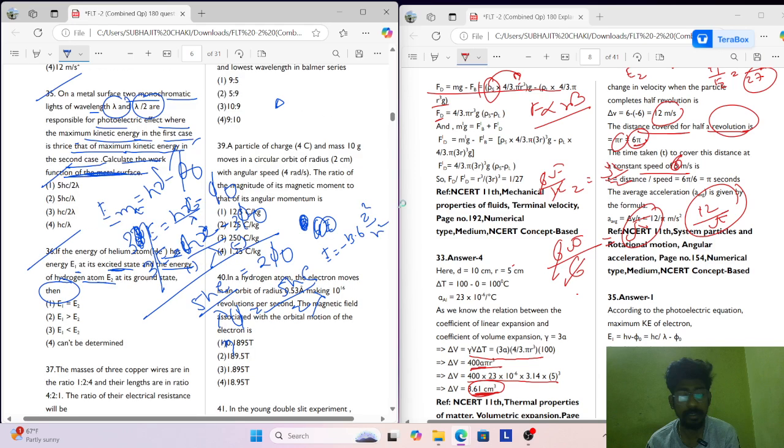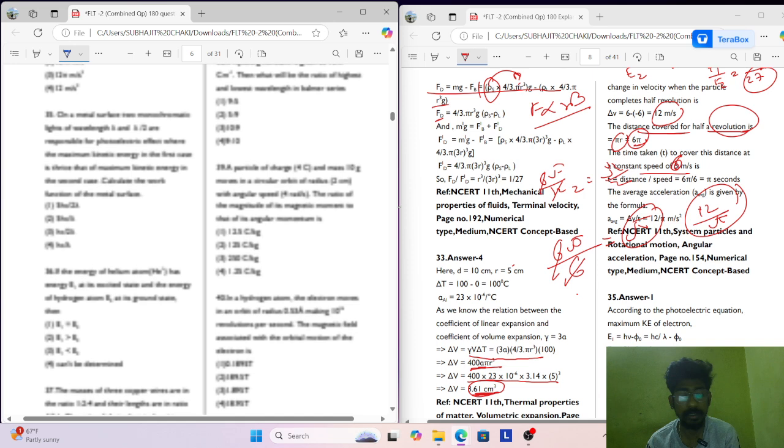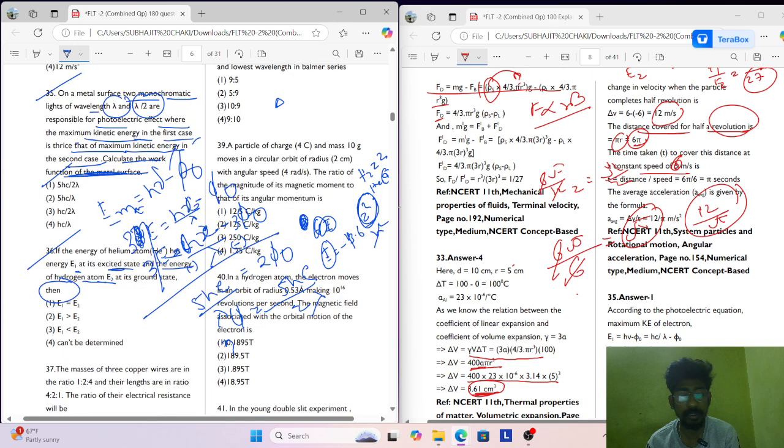Then I told you the E formula is minus 13.6 Z squared by n squared. For the ground state, n is equal for both the cases, but Z for helium equals 2 and for hydrogen equals 1. As E is proportional to Z squared, therefore 4 is greater than 1. So you can say for the case of helium, it will be greater. Okay, so option number 3 will be our correct option here.